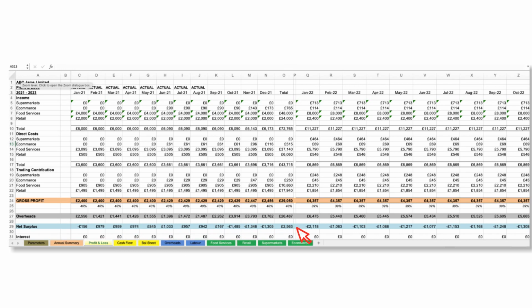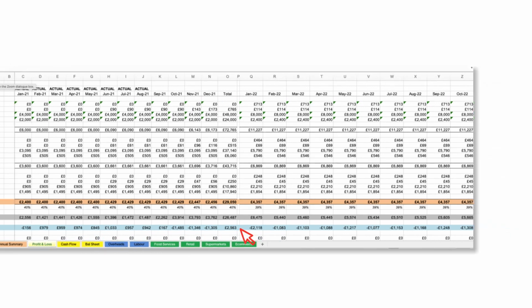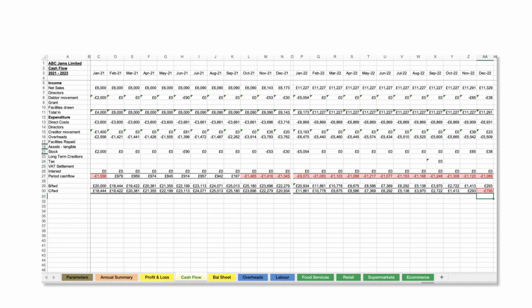These figures we've entered also populate the balance sheet and the cash flow. The balance sheet is less important for now, so what we'll do is concentrate on the cash flow. If we look at the cash flow forecast, it shows how much we started the year with, which is the £20,000 in the bank. It shows how much money flows into the business and out of the business, and how much cash we have at the end of each month.